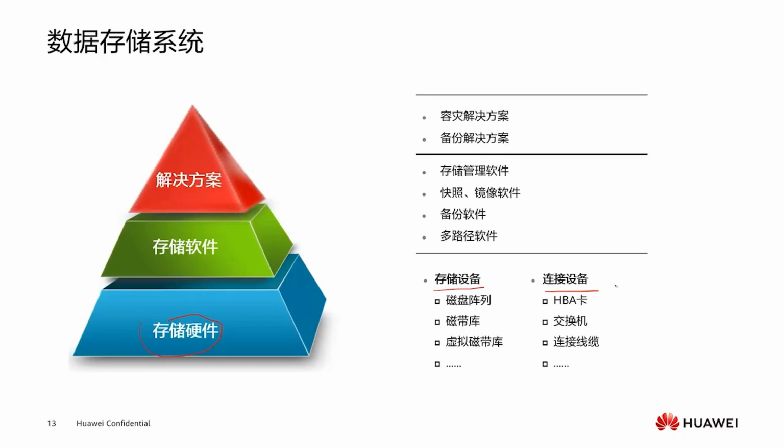While connection devices are hardware used solely to connect storage devices with other devices, such as switches, connection cables, HBA cards, etc. The middle layer is storage software. Operations such as data mirroring, replication, automatic backup, etc. can be completed through storage software.